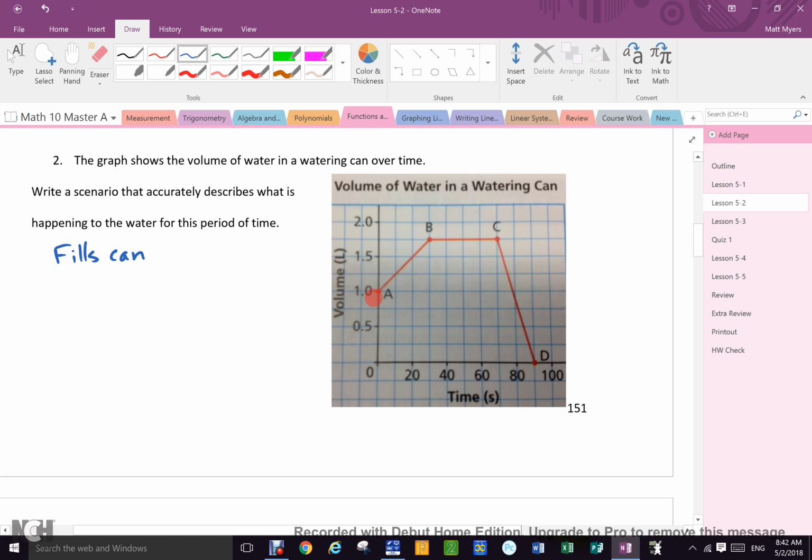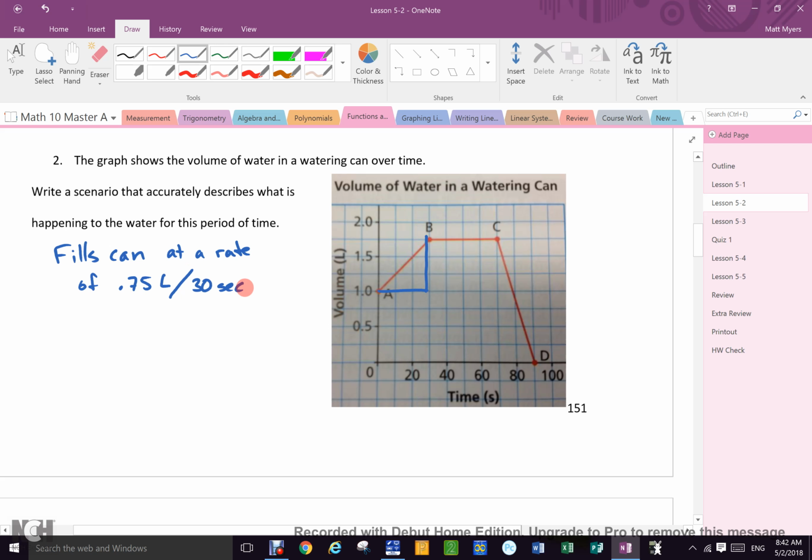Could you go one step further? You could tell me how fast she fills the can, couldn't you? How fast did she fill the can? How much water went in? It went from 1 up to what? 1.75. In how long? 30 seconds. So she fills the can at a rate of 0.75 liters per 30 seconds.